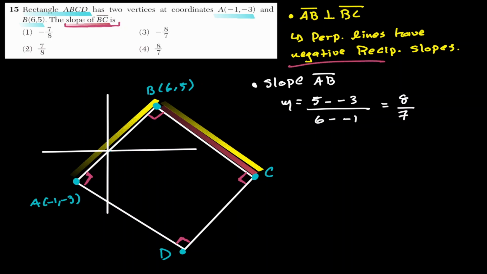Well, the negative reciprocal of 8 divided by 7 is 7 divided by 8, changing the sign, negative. And notice that that is option number 1.